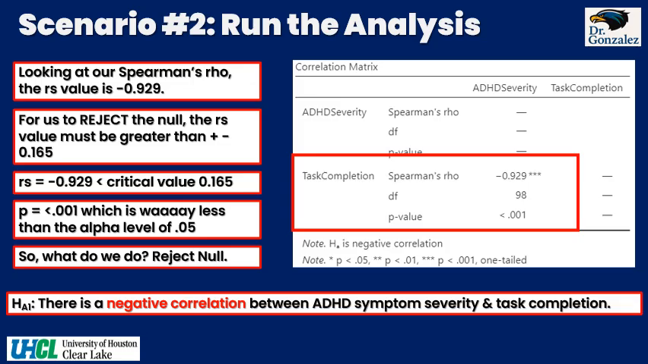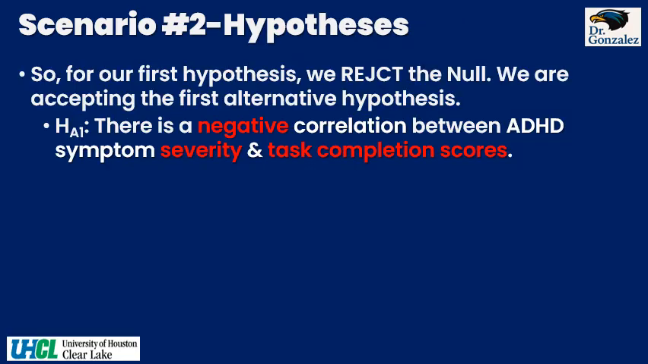So we already said our Spearman's rho, we're going to get negative 0.929. For us to reject that null, that R sub S value must be greater than that. So for our first hypothesis, we rejected the null. So we're going to accept our first alternative hypothesis, which is that there is a negative correlation between ADHD symptom severity and task completion scores. So let's move on to the next comparison that we're going to do.